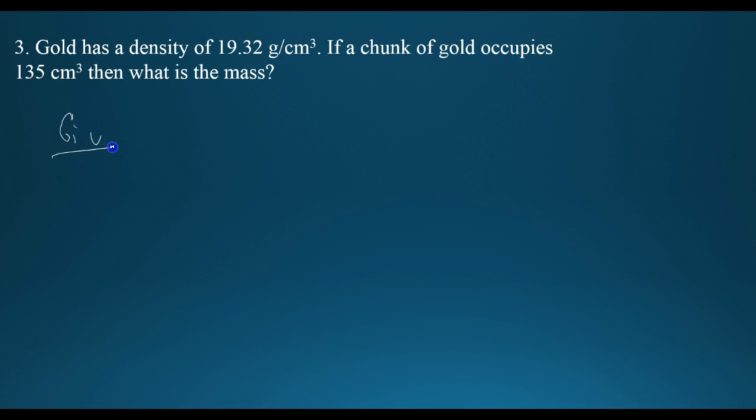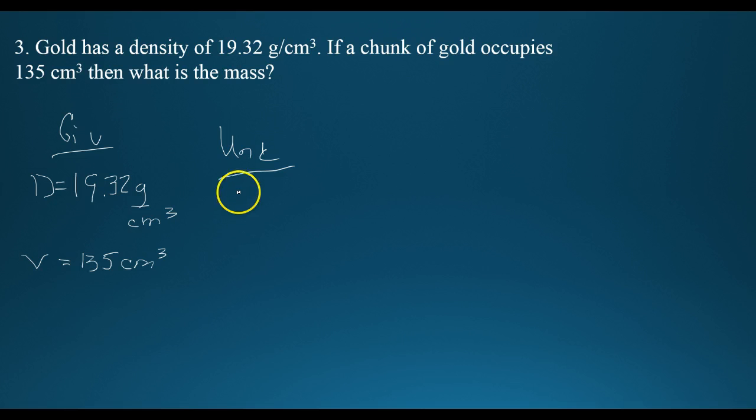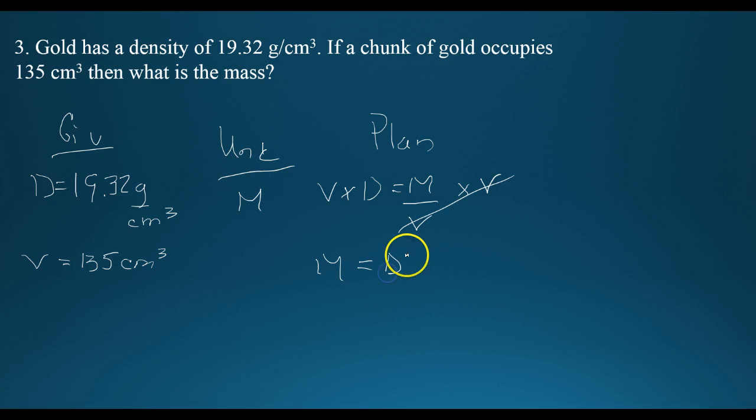So the given, we have density is equal to 19.32 grams over centimeter cubed. The volume is equal to 135 centimeters cubed. The unknown is equal to the mass. And so our plan is the equation. And again, density is equal to mass over the volume. We want mass, so if we multiply both sides by volume, volume divides out of this side, and we get mass is equal to the density times the volume.